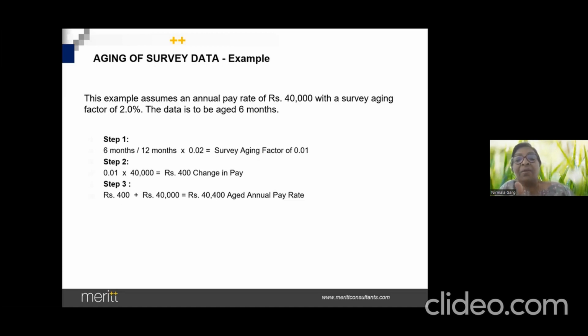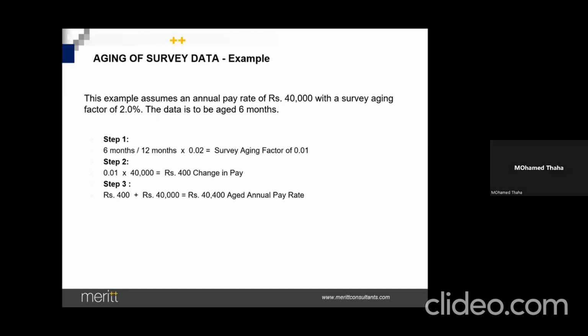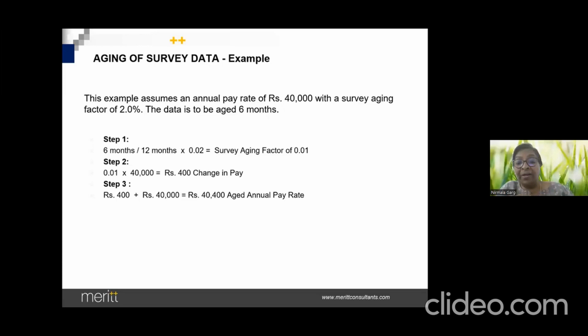So if you multiply this, you will get 0.01. And all you need to do is multiply 0.01 into 40,000. Where did I get 40,000 from? It is the base rate, the market annual pay rate of 40,000. So what is the difference? 400. So when you are using that data after 6 months, you have to add 40,000 plus 400, which gives you 40,400. Very clear? Yes.